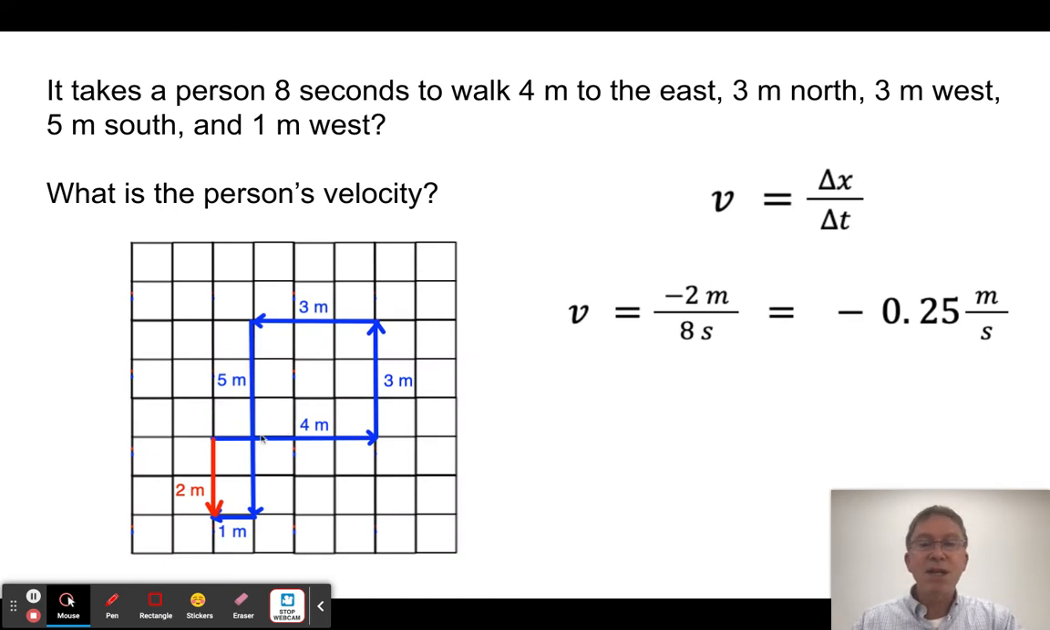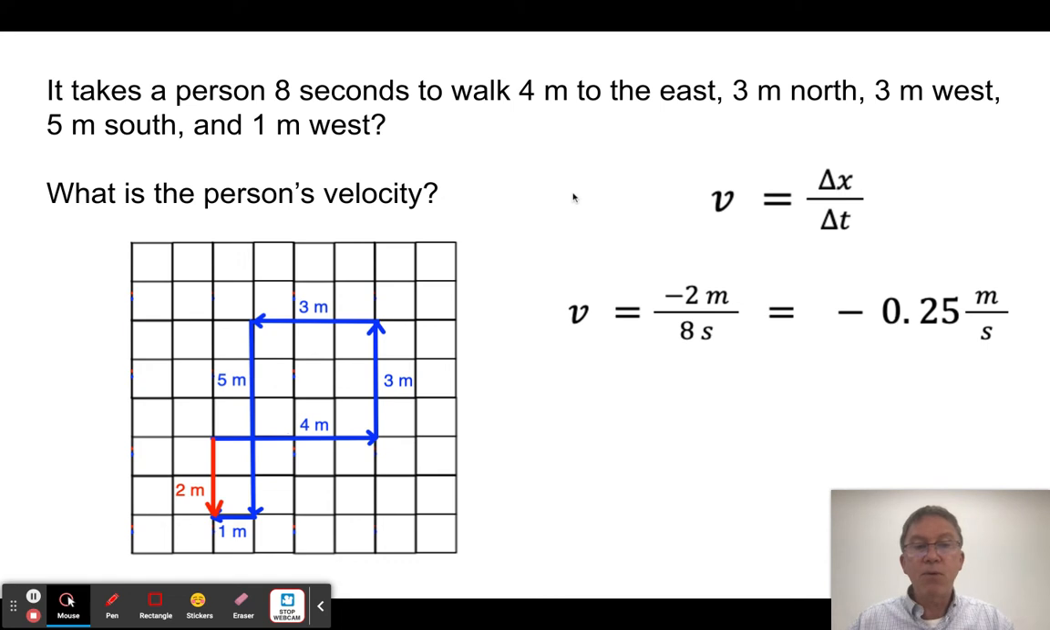So we're going to look at the same thing here, but in this case, I went 4 meters in the positive direction, 3 meters this way, 3 meters this way, 5 meters, 1 meter this way, and my displacement was 2 meters in the negative direction. So instead of having a total distance of 16 meters, I have a displacement of negative 2 meters. It took 8 seconds, so my net velocity is negative 0.25 meters per second. So my average velocity would be that.